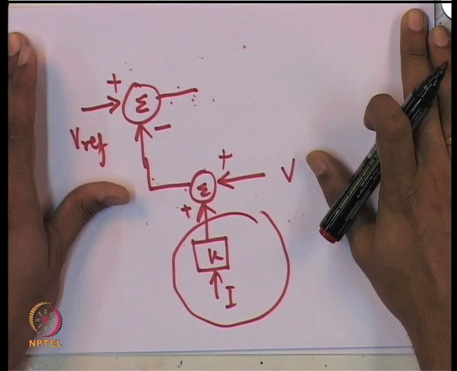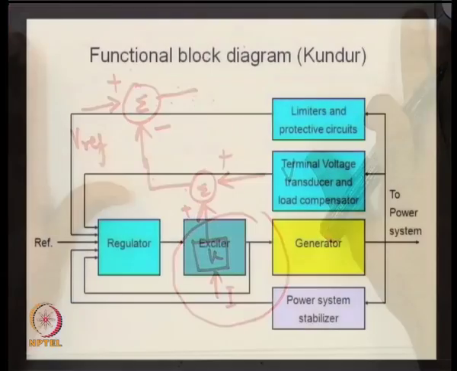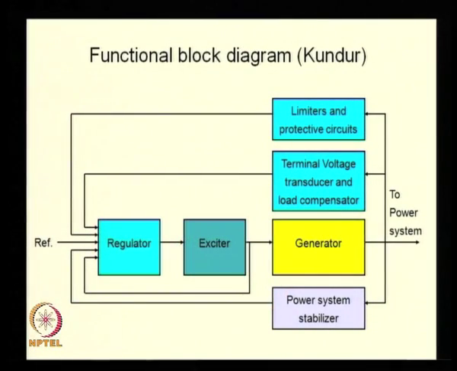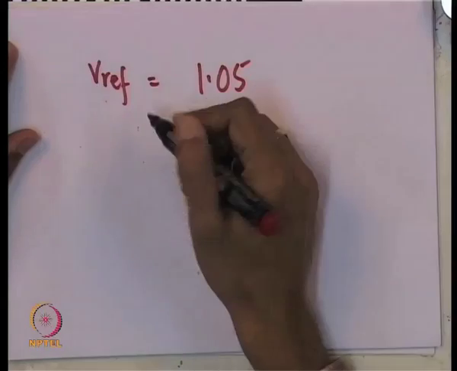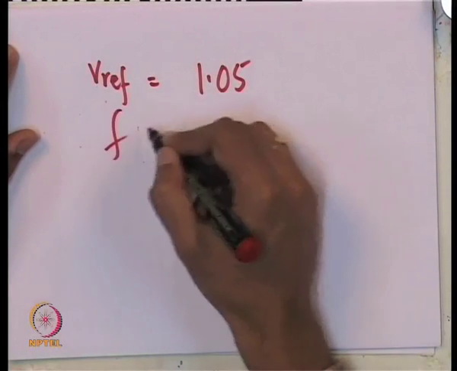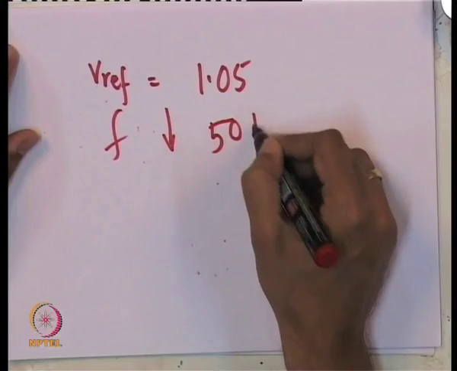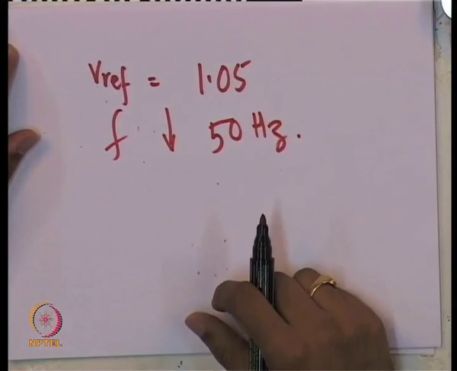So, please chew upon this point. Now, if you look at the other functions shown in this block diagram, there are limiters and stabilizers, but we will come to that a bit later. In fact, I have already given you a hint where this limiter may come into play. For example, if I have given V ref 1.05, and you also see that the frequency of rotation of the machine has come down. It is less than the normal, say 50 hertz. The frequency has come down.